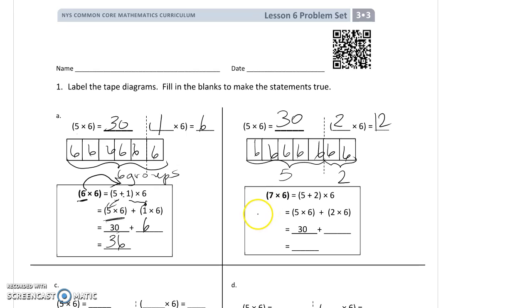So now if we put that all together, we really have a total of 7 groups, right? Because we're adding 5 plus 2 groups together, and each group has 6 in it. So this next line just shows these 2 pieces added together. So here's your 5 times 6, and your 5 times 6 is 30, 2 times 6 is 12. To get the answer to 7 times 6, I have to add those together. 30 plus 10 is 40, plus 2 more is 42. So the answer to 7 times 6 is 42.